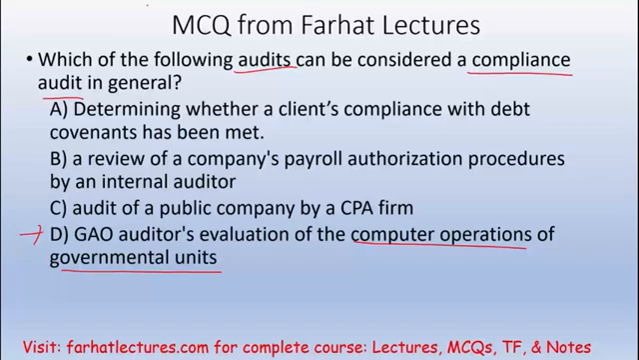We're not looking at compliance. We're not looking to see if it's following a certain higher authority. So what type of engagement is this? D. Well, I would say this engagement is an operational audit, which is the first audit that we looked at. C is easy. Audit of a public company by a CPA. This is a financial audit. So C and D are out. We are left with B and A.